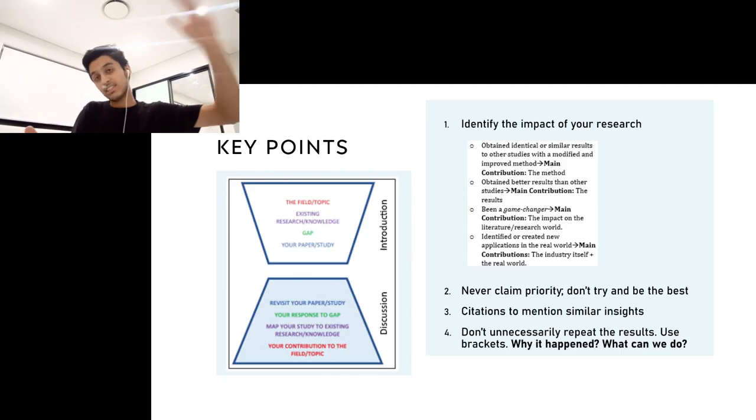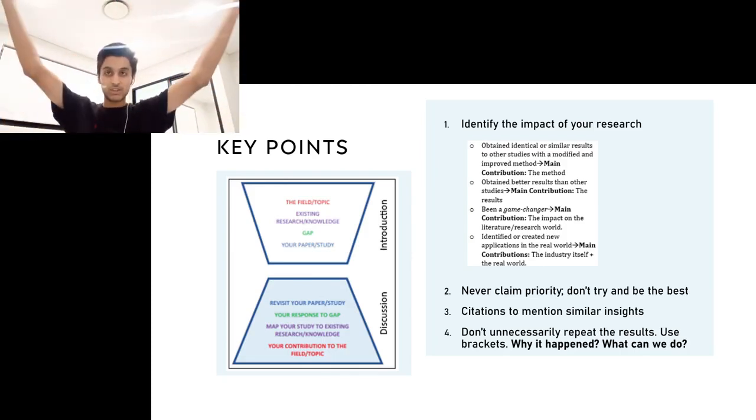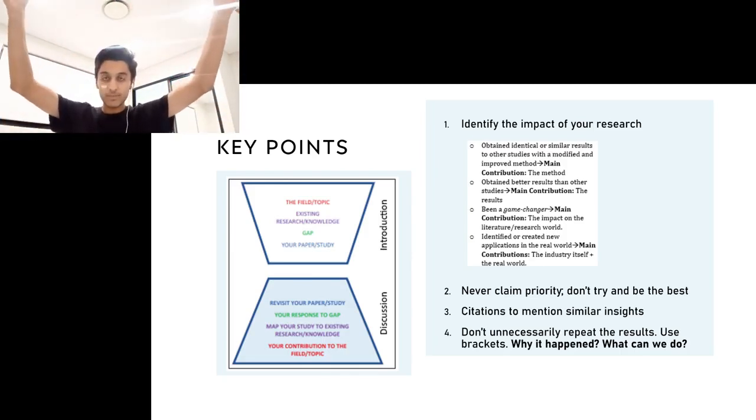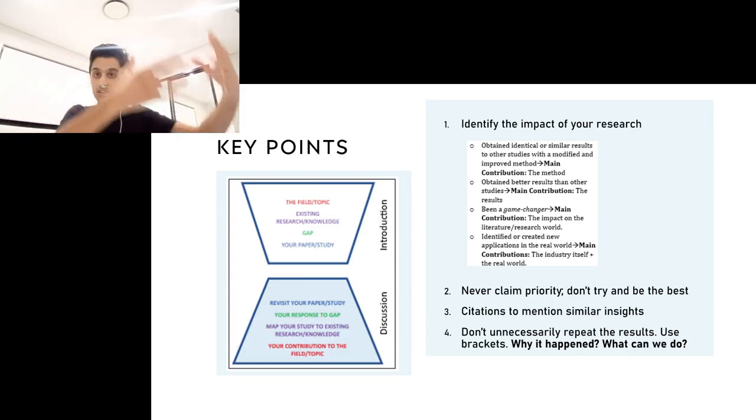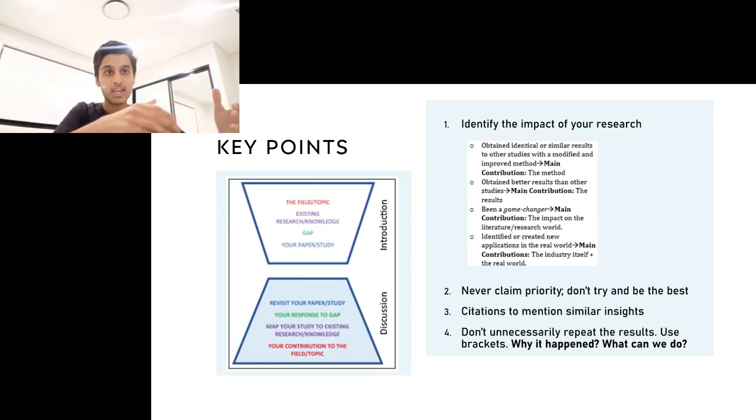And when you get to the discussion, you want to do the exact opposite. In the introduction you're coming in from the field and linking it to your paper. Here, you want to link your paper to the field in the discussion section. So you start with your paper, then you address the response or the problem, then you want to map your study to existing research and knowledge, then you want to talk about your contribution to the field.